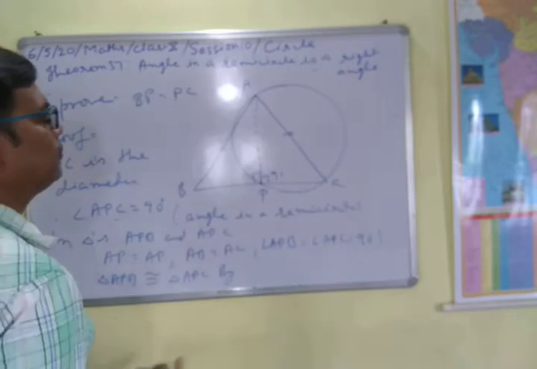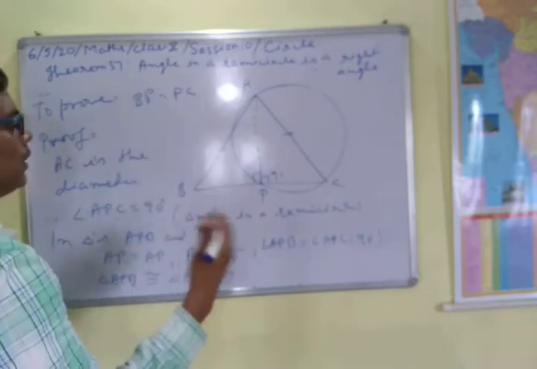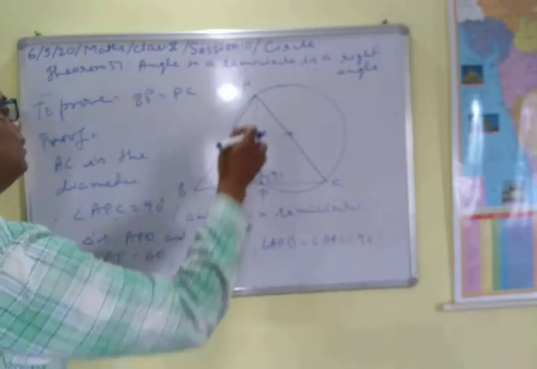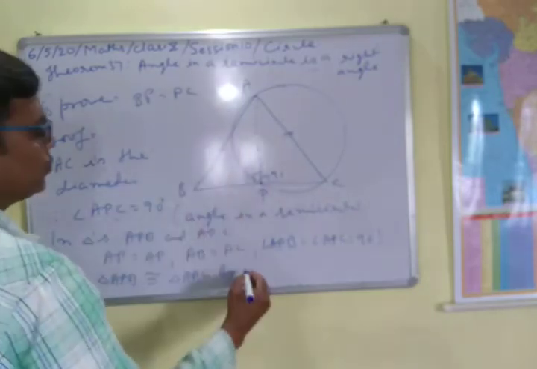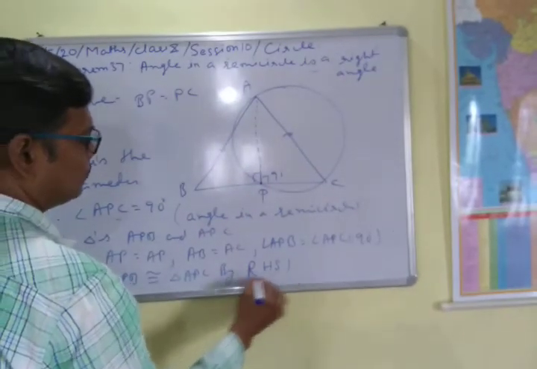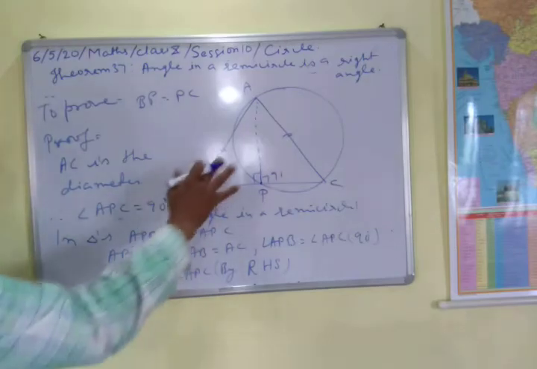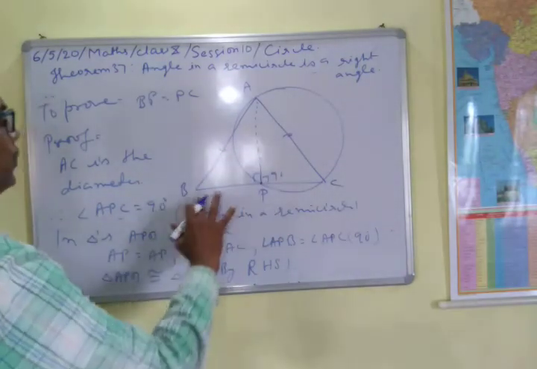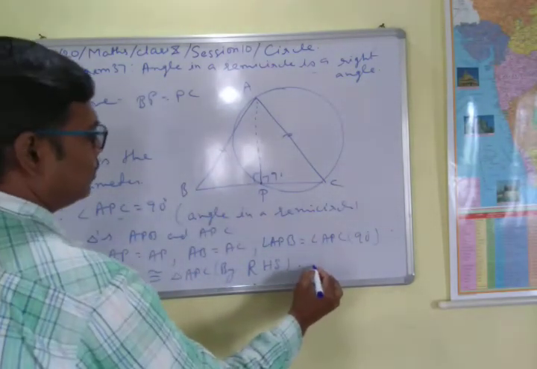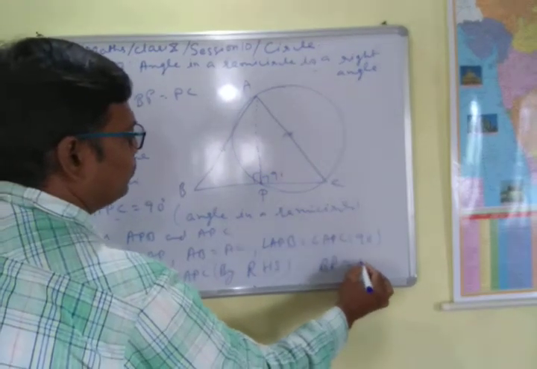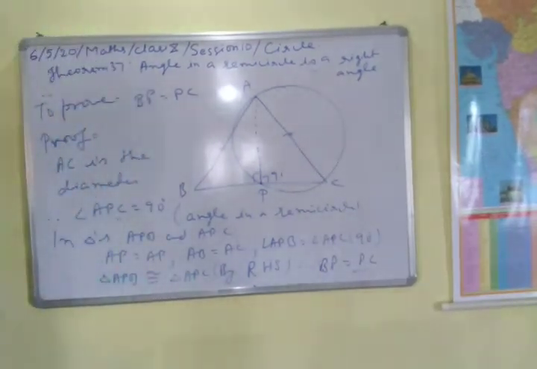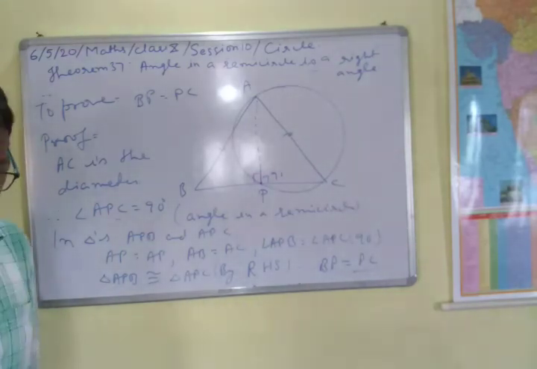By which condition? Here we have taken one right angle and one side, that is the hypotenuse also. So this is by RHS. So by RHS these two triangles are congruent, and therefore we can write here that BP equal to PC. So this is the proof of this question. In this way you can prove this.